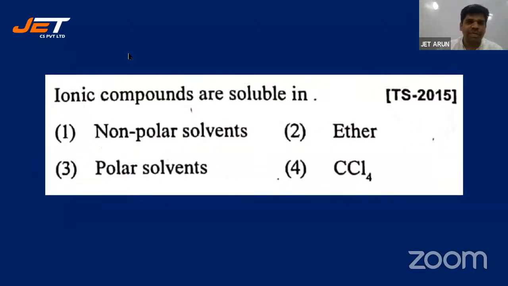Ionic compounds are soluble in: non-polar solvents, ether, polar solvents, CCl4. We have seen this already. 3, absolutely right, students. It's polar solvents. Very good. Let's go for the next one.